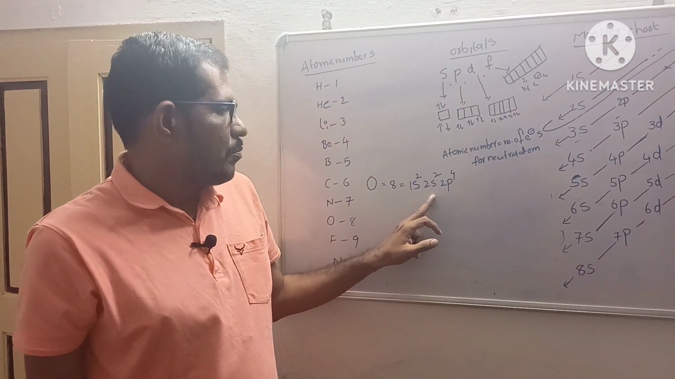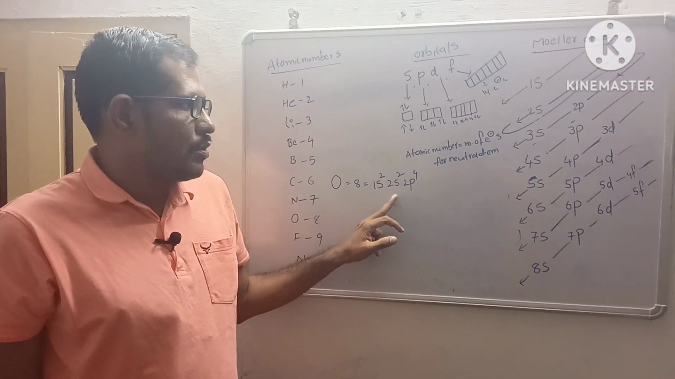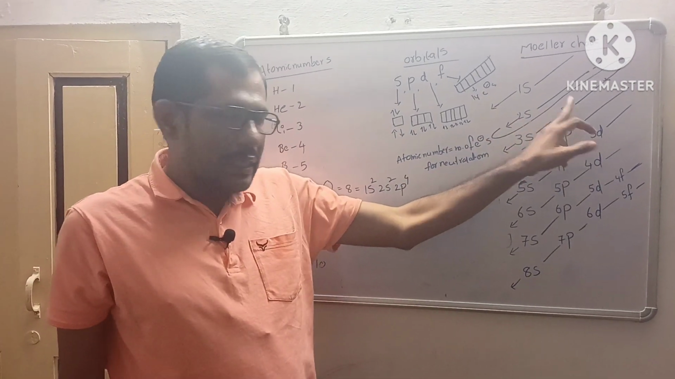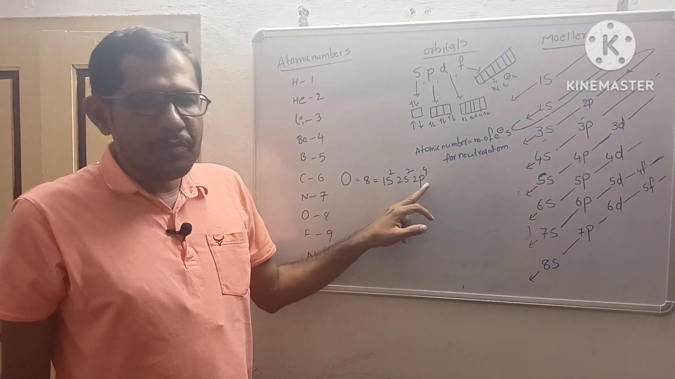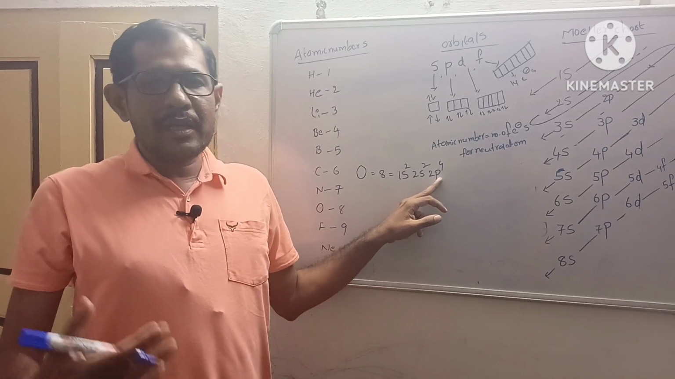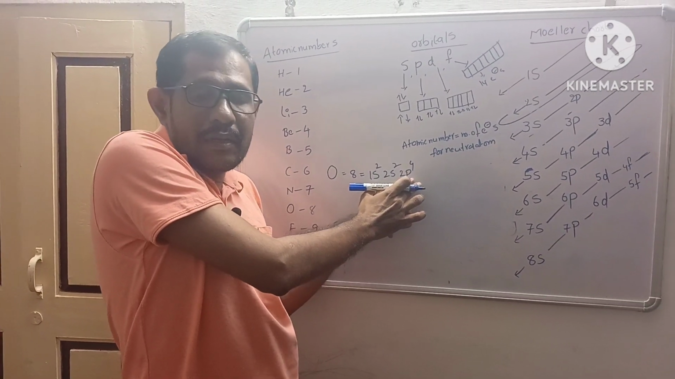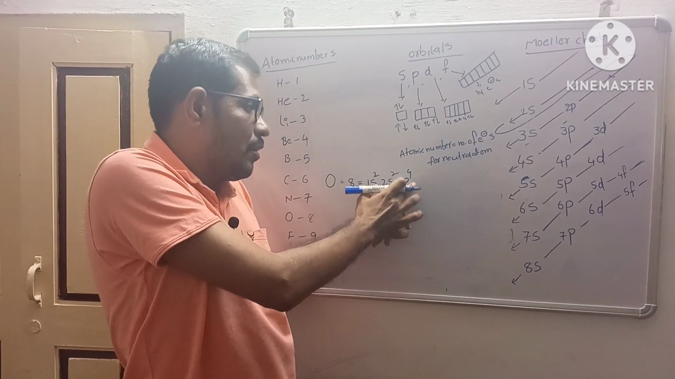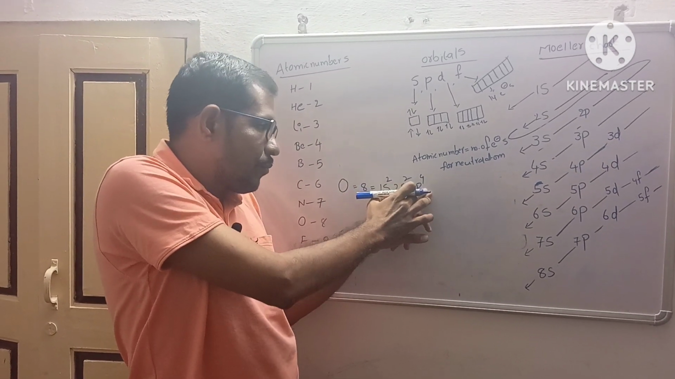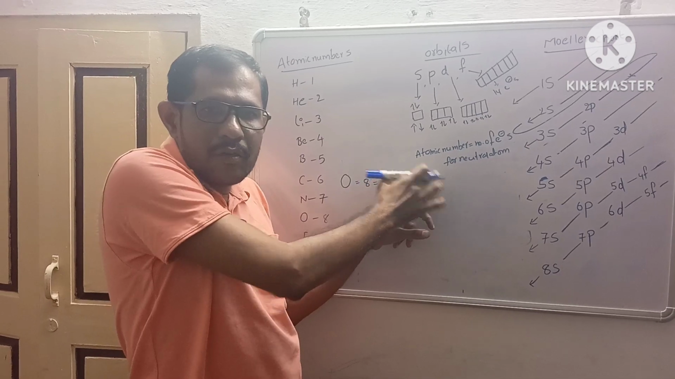Always go in this direction. So 2s. An s orbital can hold only 2 electrons, that's why 2s2. Then we come to 2p, and 2p4 will come here. Why? A p orbital can hold a maximum of 6 electrons, but here we are left with only 4 electrons. That's why I am writing 2p4.